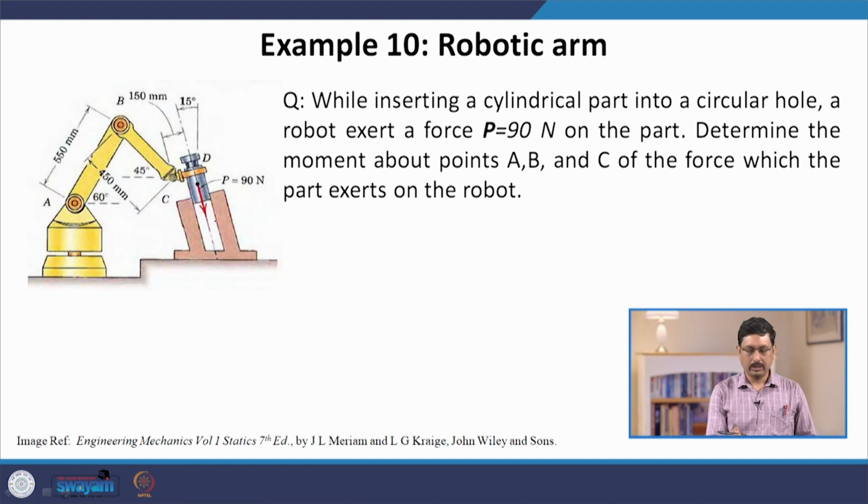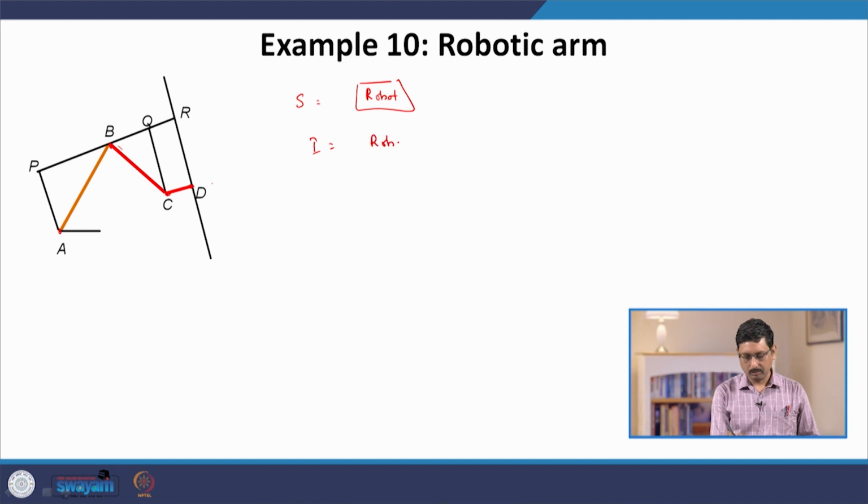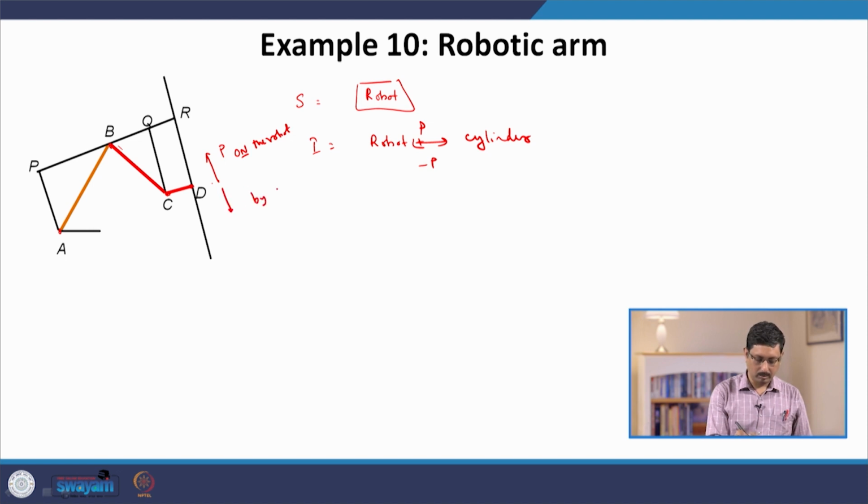By Newton's third law, there is a counterpart which is trying to push it up with an equal force P of opposite direction. So, the robot is giving a force P and the cylinder is giving a force minus P. That is all you need to know, so that the force acting on the robot is P, acting by the cylinder in the upward direction, and the force acting by the robot is in the downward direction.